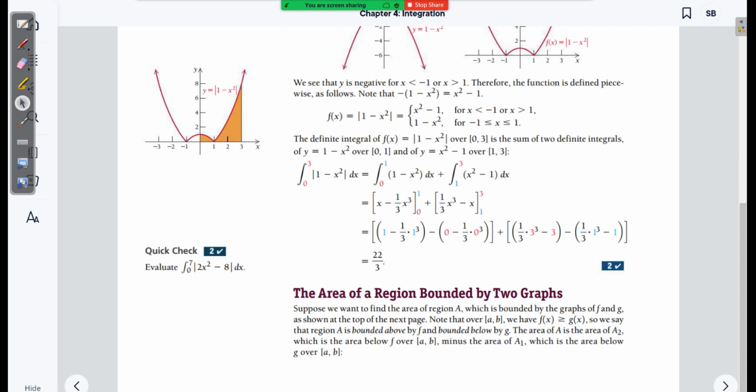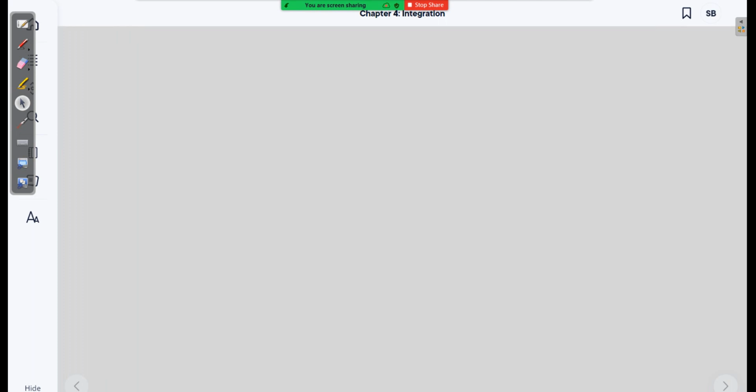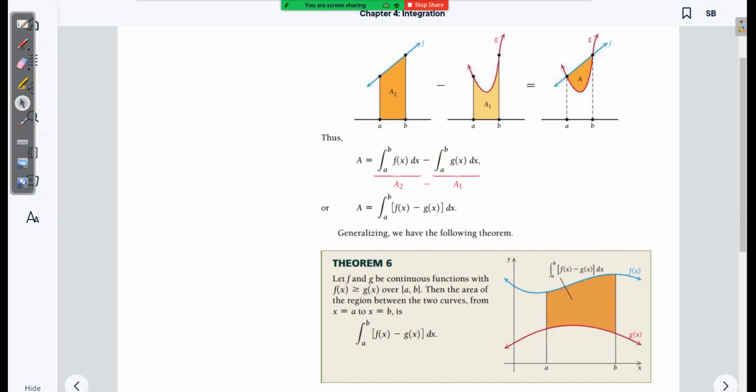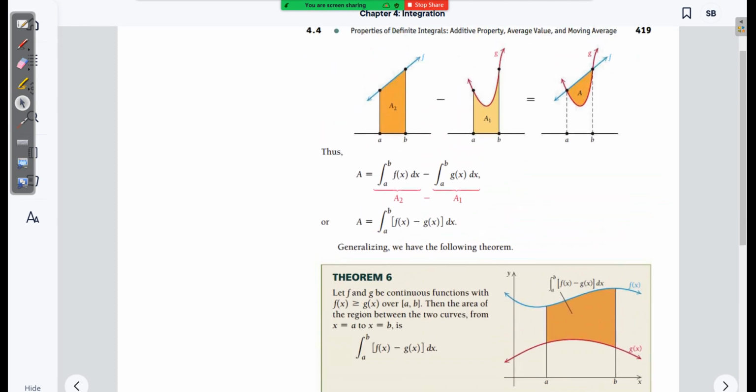All right, so the next concept we have is the area of a region bounded by two graphs. Right. Now this is also pretty intuitive. This is something I feel like you can kind of come up with on your own, but we'll still talk about it. I say come up with it on your own because, I mean, it's not a hard concept. So let's put this.